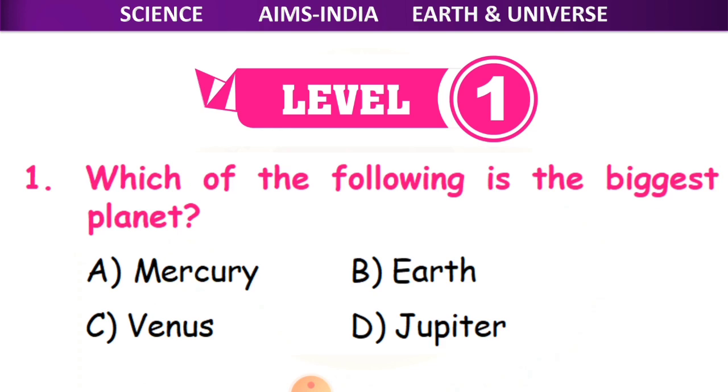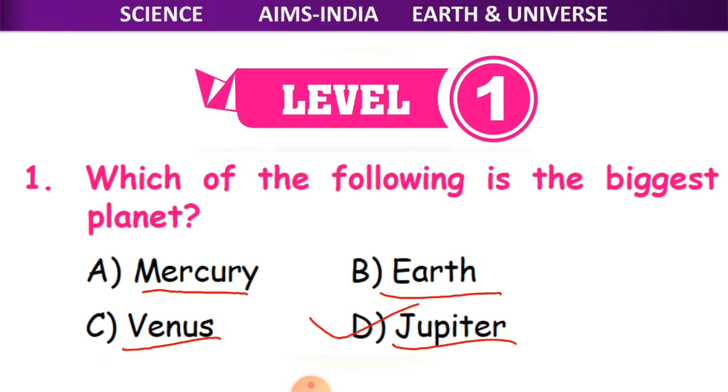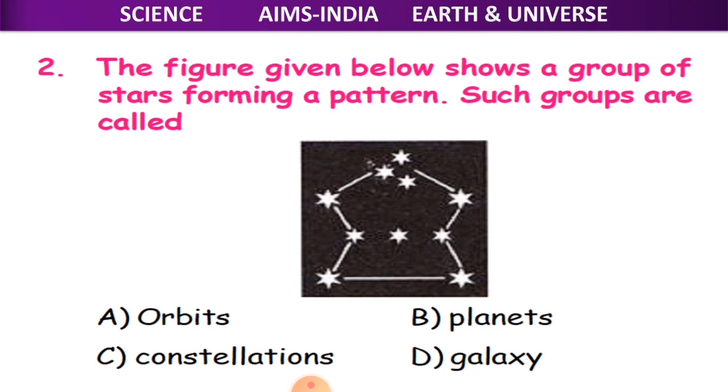In level 1, the first question is, which of the following is the biggest planet? The options are Mercury, Earth, Venus and Jupiter. We learnt that we have 8 planets, no, children? From that, which is the biggest? Here 4 planet names have been given and the answer is Jupiter. Okay, clear?